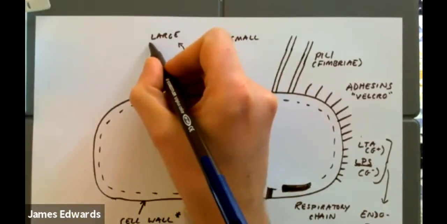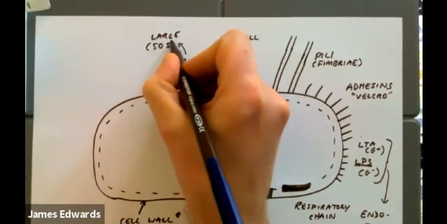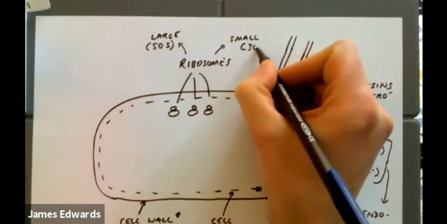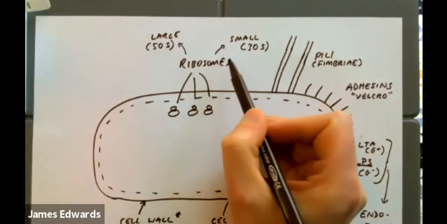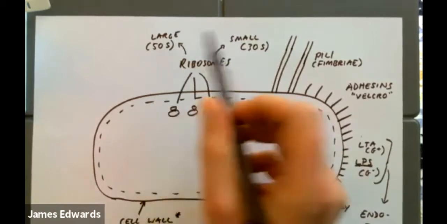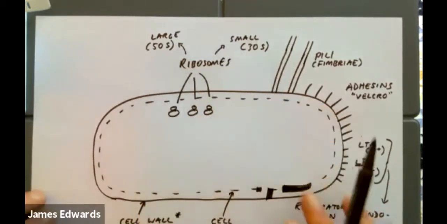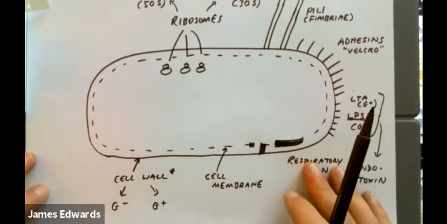The large is a 50S subunit, and the small is a 30S subunit. And the significance is that although they have ribosomes, they're different in size to your own. And so the prokaryote ribosome can be targeted with a drug.